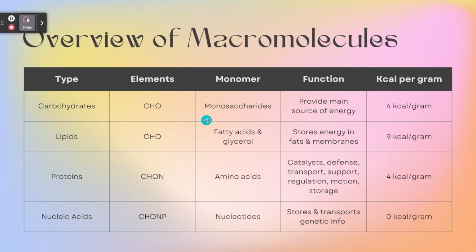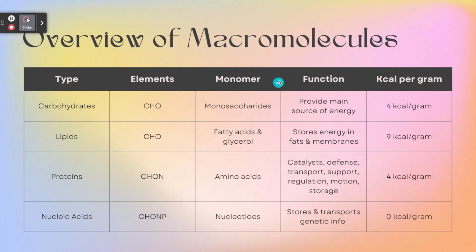If we take a look at the monomers here, it is simply just a building block of a macromolecule. So everything listed under this column shows what each macromolecule is made of. So for carbohydrates, it's monosaccharides. Lipids is made of fatty acids and glycerol. Proteins are made of amino acids, and nucleic acids are made of nucleotides.